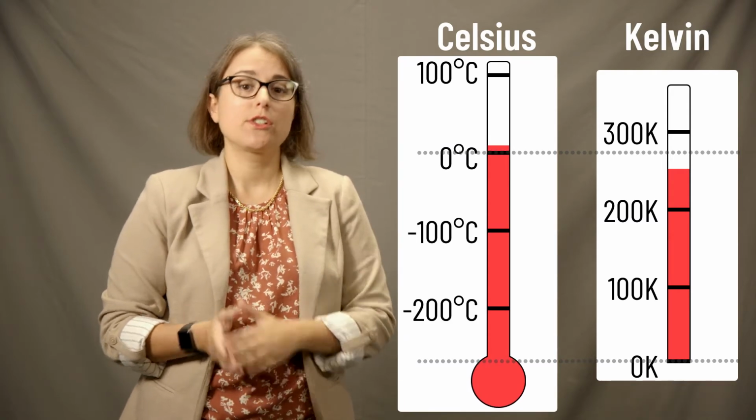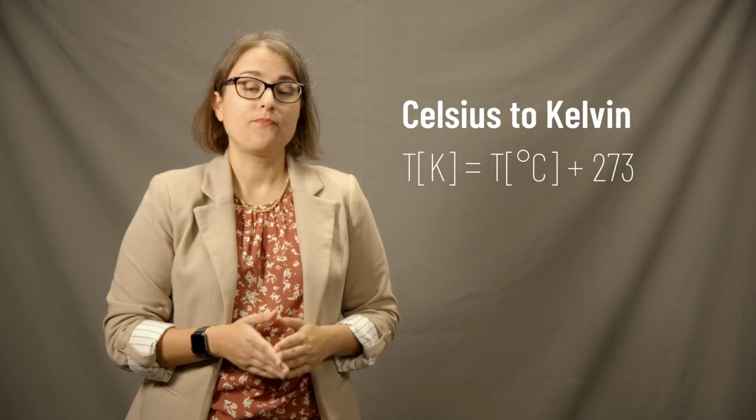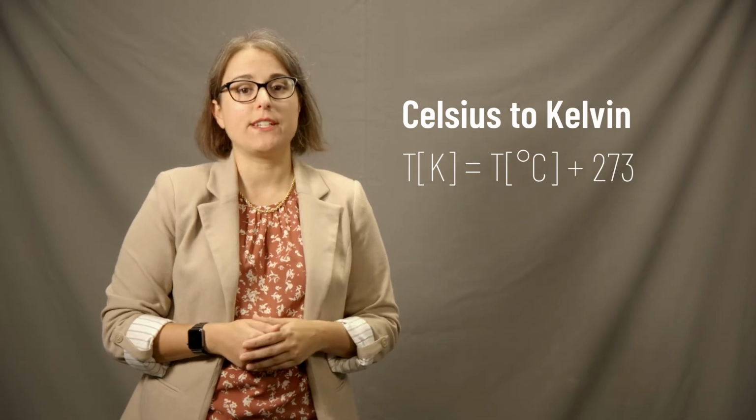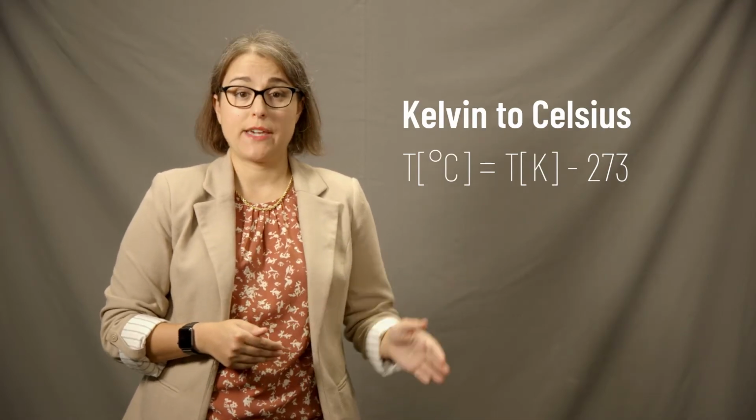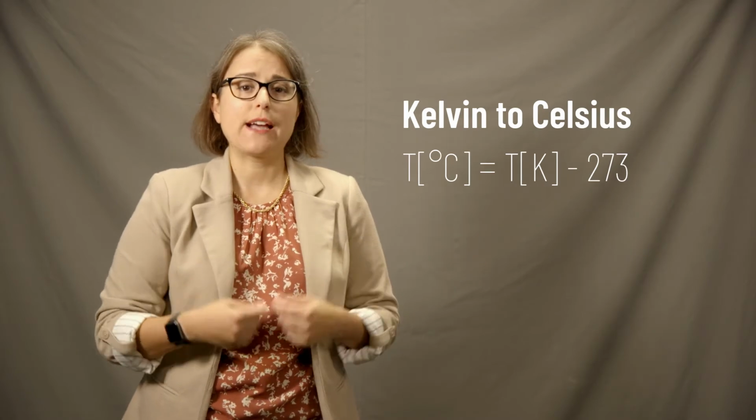Therefore, to convert from Celsius to Kelvin, simply add 273. To convert from Kelvin to Celsius, subtract 273. Kelvin is the established SI unit for temperature. However, we will mostly make use of Celsius in this class. At times, though, we will see that the use of Kelvin is required.